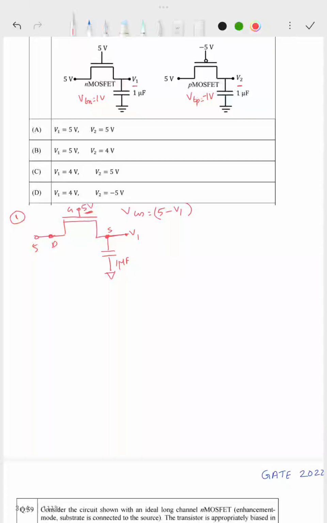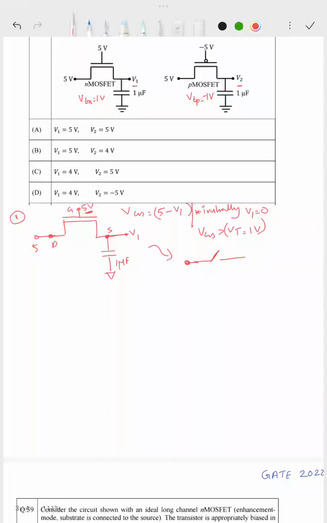So initially V1 is equal to 0. Why? Because the capacitor is discharged. So definitely VGS is greater than VT. VT is equal to 1 volt, because VGS is equal to 5 volt. Now, since VGS is greater than VT, definitely this will be on. It's like a switch.